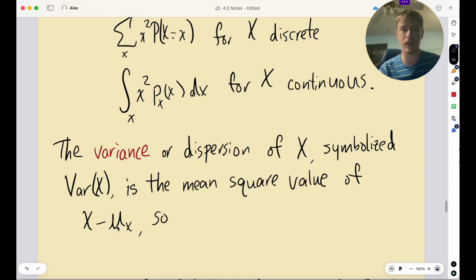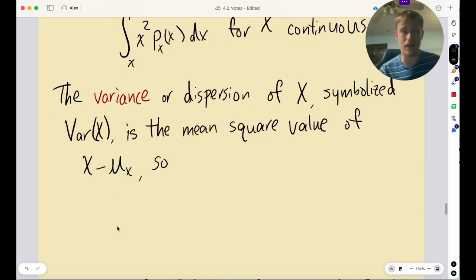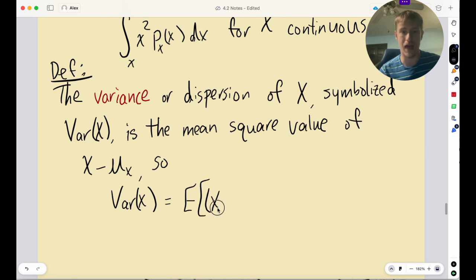More specifically, we have that the variance of x, and you can take this as a definition. The variance of x is equal to the mean squared value of x minus the expected value of x. So we take this and then we square it, find the expected value of that.